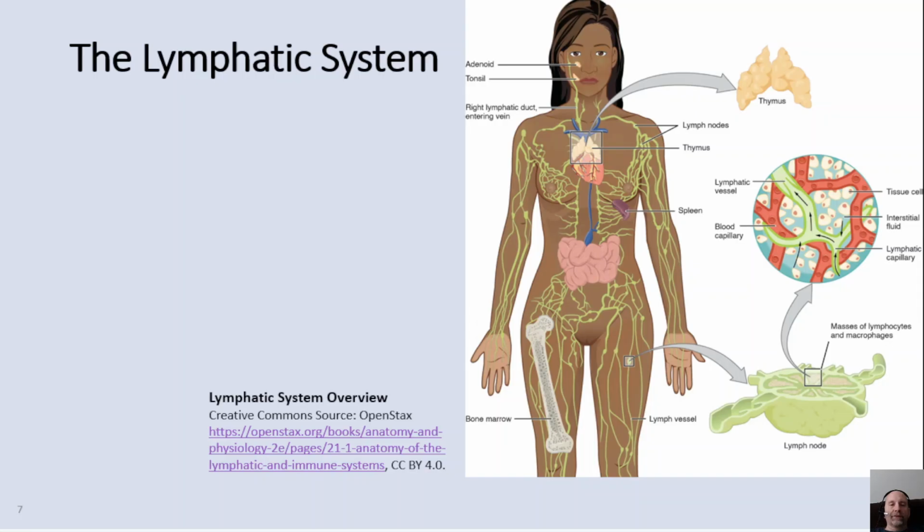Approximately 17 liters is reabsorbed directly by the blood vessels, while the lymphatic system drains the remaining 3 liters of fluid and empties it back into the venous side of the vascular system.